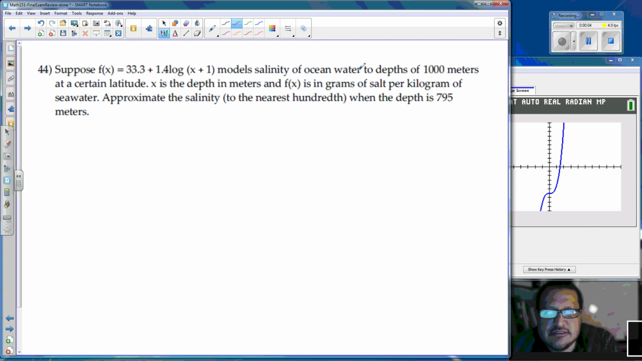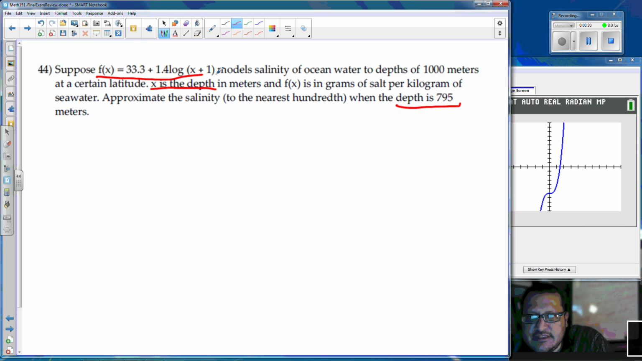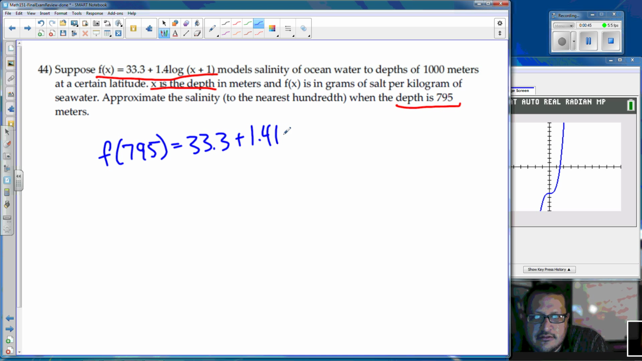Suppose the salinity of water to the depths of 1,000 meters is given by a formula, where x is the depth in meters. Approximate the salinity when the depth is 795. So x is the depth, and here the depth is 795. That means I'm just going to plug that in. Who cares about what's going on? It's basically, when I plug in 795, what do I get?